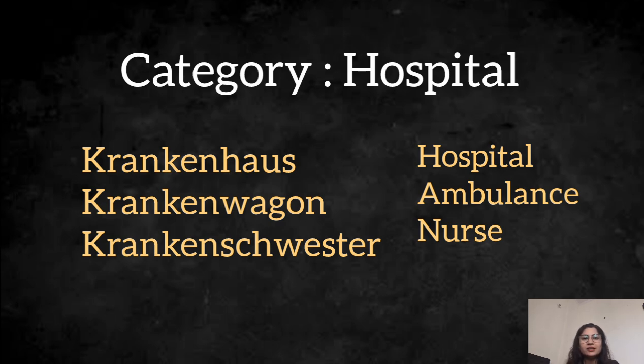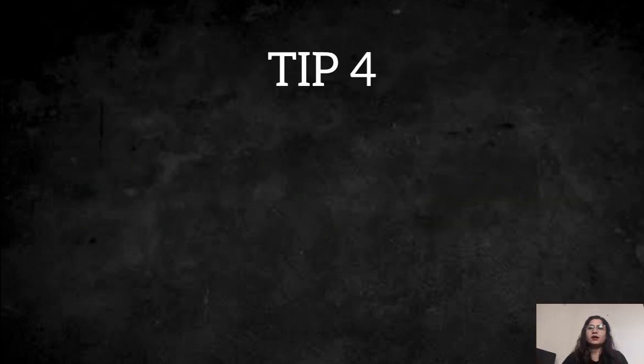Krankenwagen. So wagon is vehicle and Kranken is sick. So vehicle for sick people is ambulance. And then you have Krankenschwester. So Schwester is sister. Kranken is sick. Sister for sick people, meaning nurse, like that. So it's easier to learn when you learn in clusters.